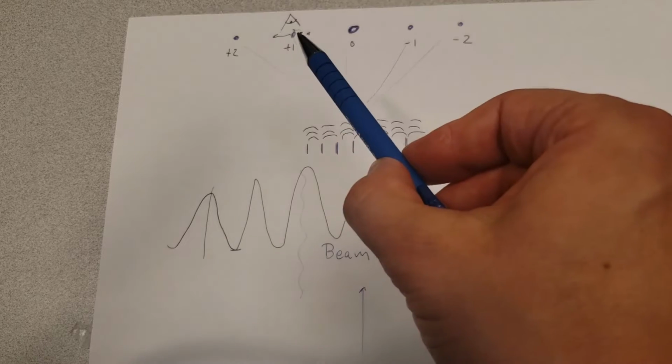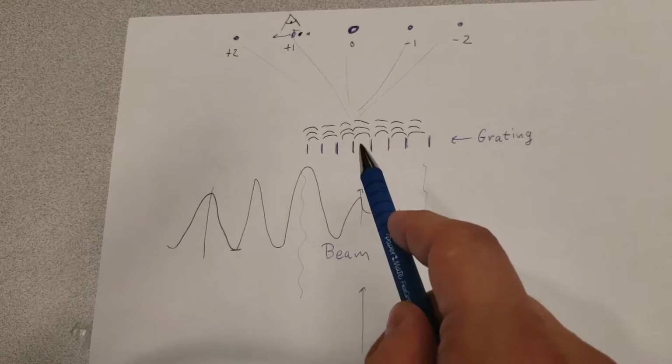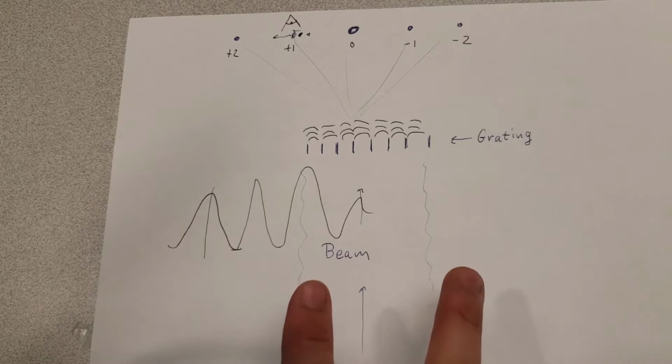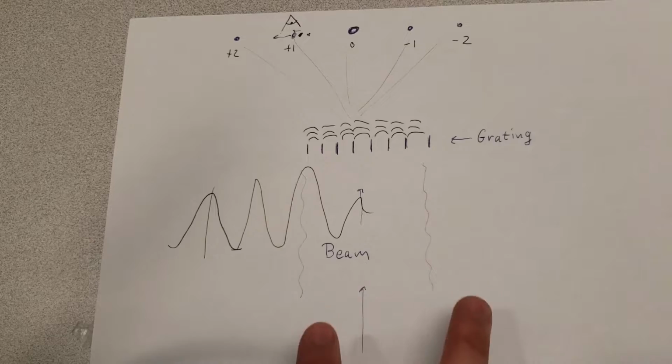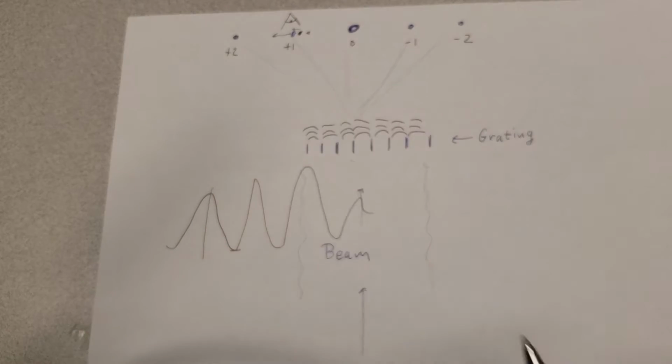And so the resolution of that OSA will depend on how closely spaced these grating lines are, or more appropriately, how many of these lines get illuminated by the incoming beam. So the more you illuminate, the sharper the line you get here and the better resolution you have.